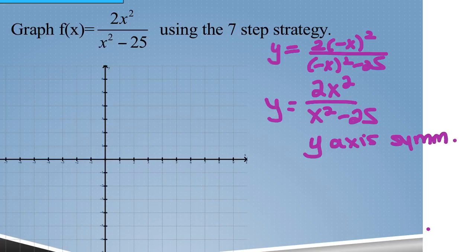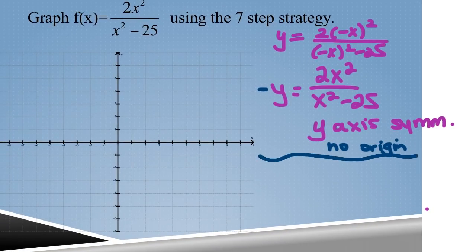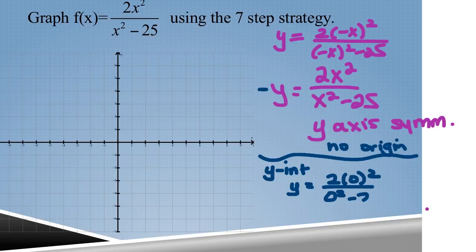For my origin symmetry, the right side would be the same, but my left side would have been changed to negative y. That doesn't match the original, nor is every sign opposite. So there's no origin symmetry. Now I go y-intercept. So y equals 2 times 0 squared over 0 squared minus 25. 0 over negative 25, which is 0.